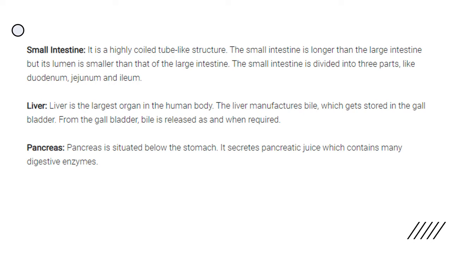One more time, the small intestine is a highly coiled tube-like structure, and it is longer than the large intestine, but its lumen is smaller than that of the large intestine. The small intestine is divided into three parts: the duodenum, which connects the stomach and small intestine, the jejunum, the middle part, and the ileum, the connection between the small intestine and the large intestine.